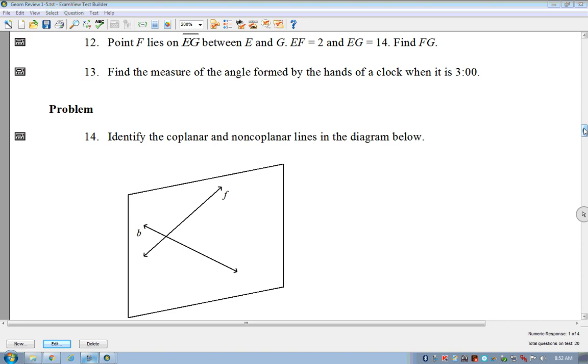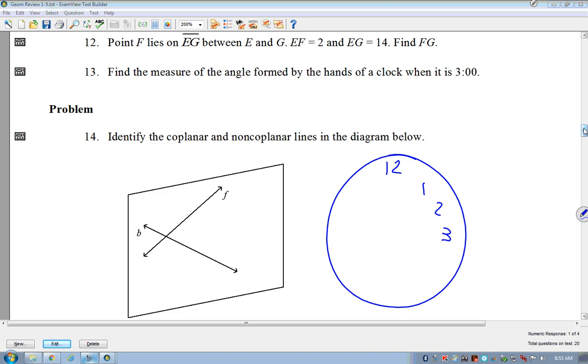All right, 13. Find the measure of the angle formed by the hands of a clock when it's 3 o'clock. Here you might actually have to know something about a clock. 12, 1, 2, 3, 4, 5, 6. Right, 6 is straight up and down. You could do 7, 8, 9, it's directly across, 10, 11. All right, there's your clock.